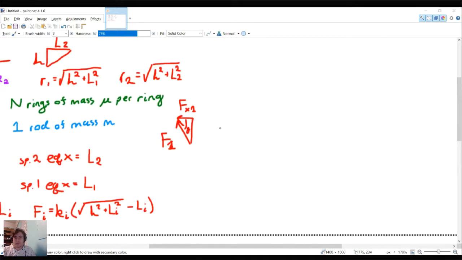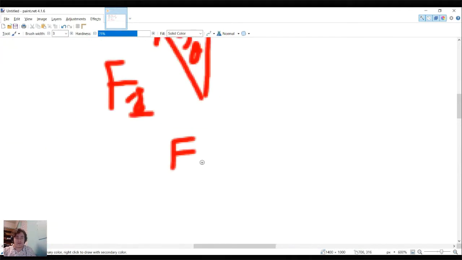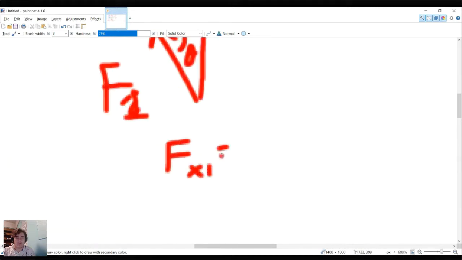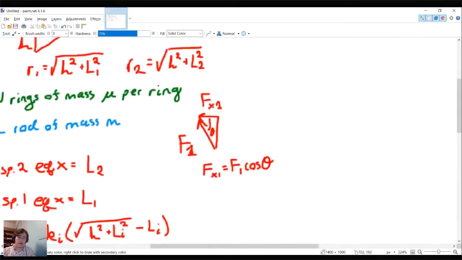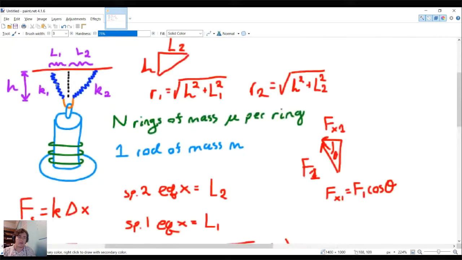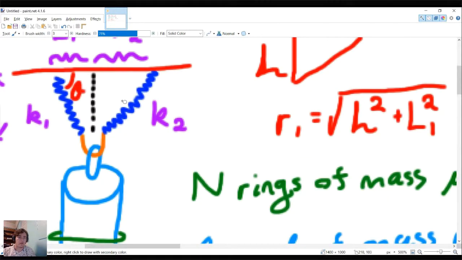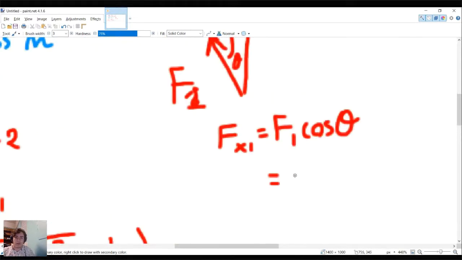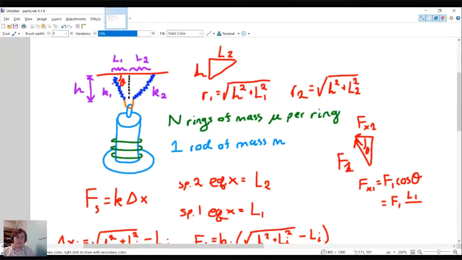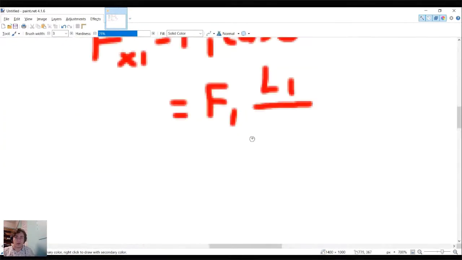And using just normal dynamics, we'd see Fx1 is equal to F1 times the cosine of theta. But what's the cosine of theta? The cosine of theta is adjacent over hypotenuse, right? In this triangle, this angle is the same as this angle. The adjacent side is just L1. So this is F1 times L1 over the hypotenuse, which is what we got over here, the square root of h squared plus L1 squared. So L1 squared plus h squared.